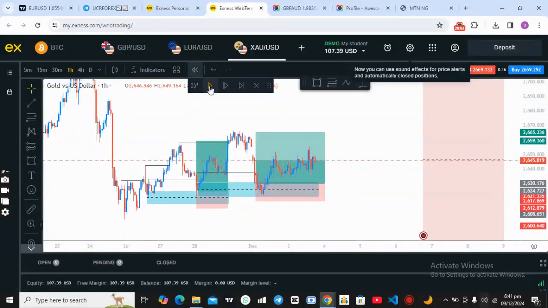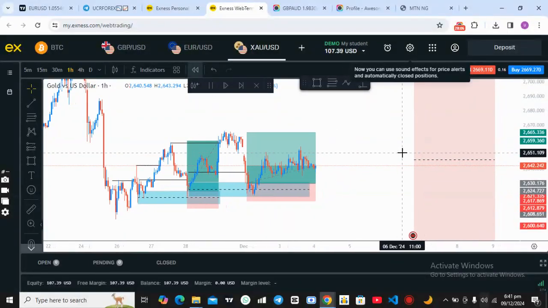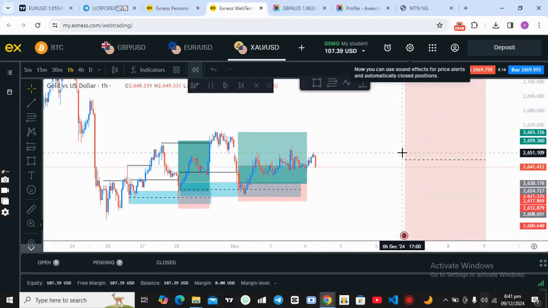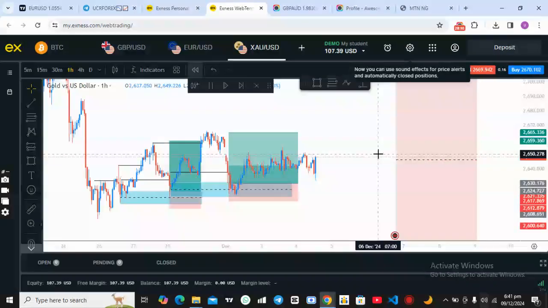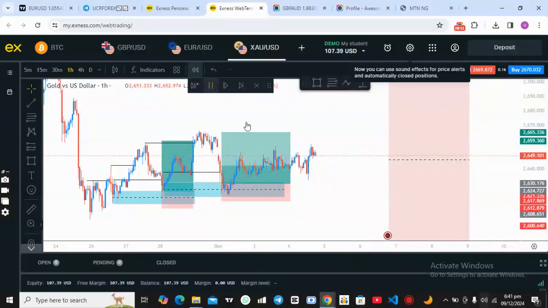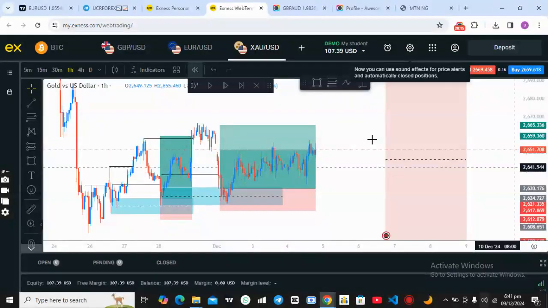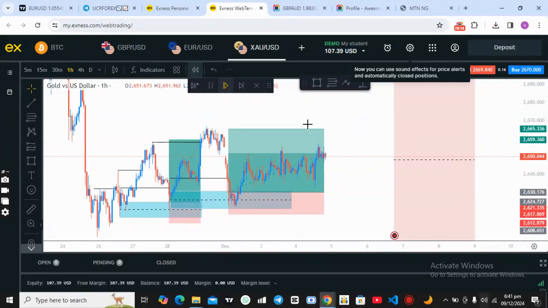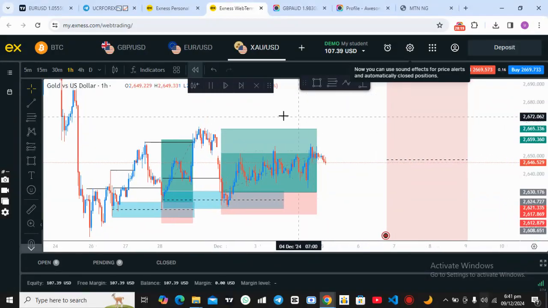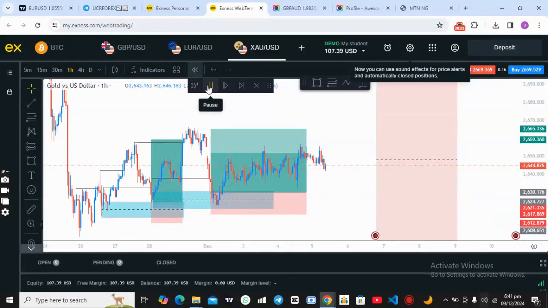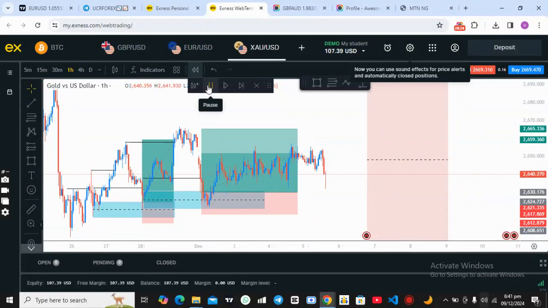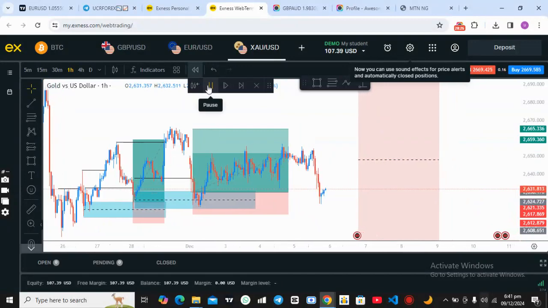If you see, we made almost 200 and something pips, and now price is ranging. You see, it came so close to hitting our TP. So you should just give this Fibonacci retracement a try, give this a try.